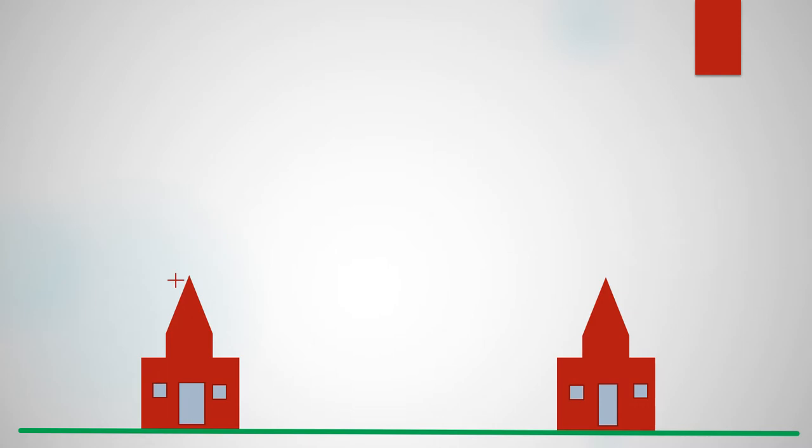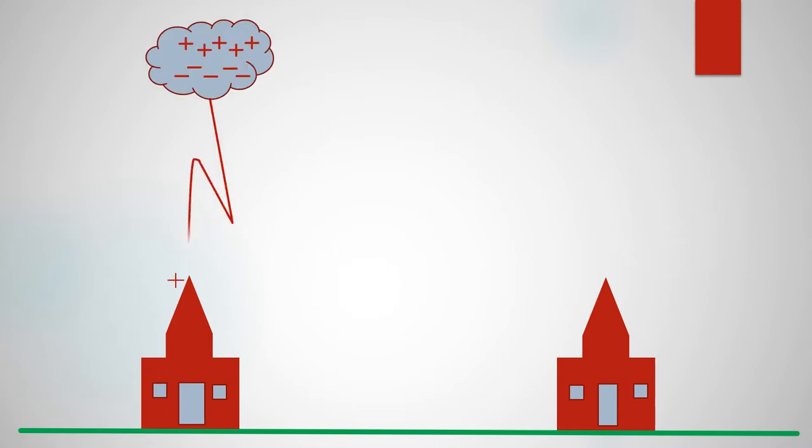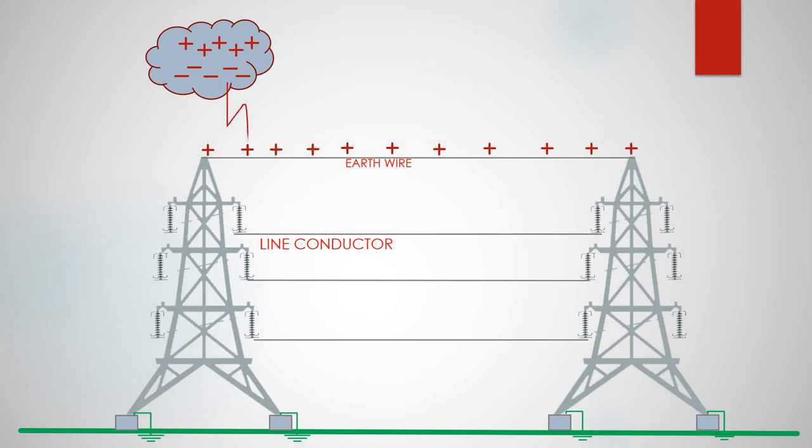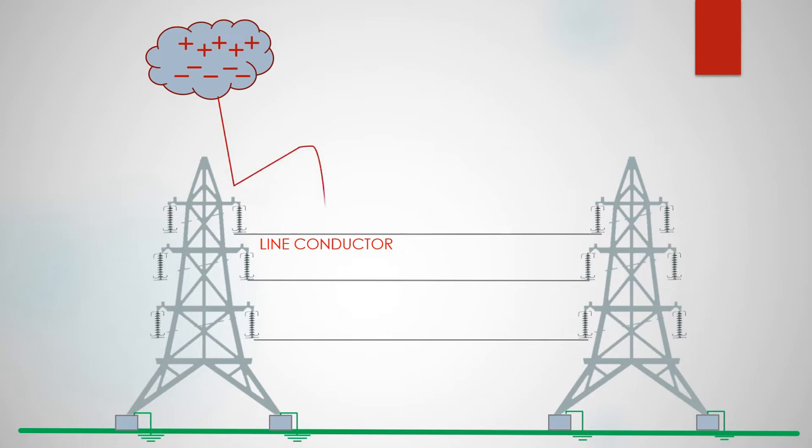Another stroke, the direct stroke, occurs between cloud and earth when statically induced positive charge accumulates on the sharp point of the lightning rod, or each point of the ground wire of a tower line. The negatively charged stroke is attracted by these positively charged earthwires. In the absence of an earthwire, the lightning stroke would strike the line conductors. Earthwires do not provide 100% protection.